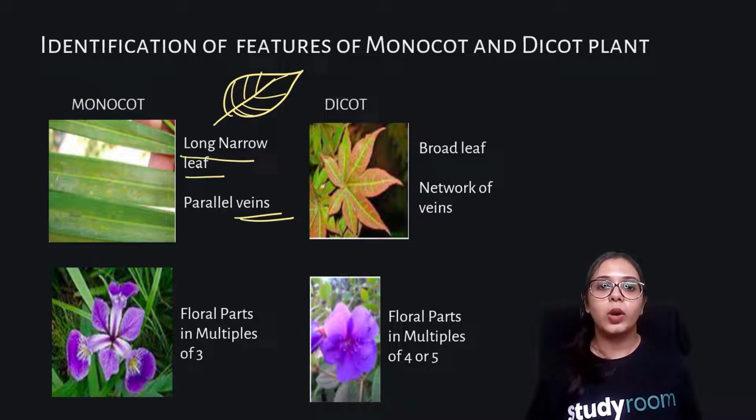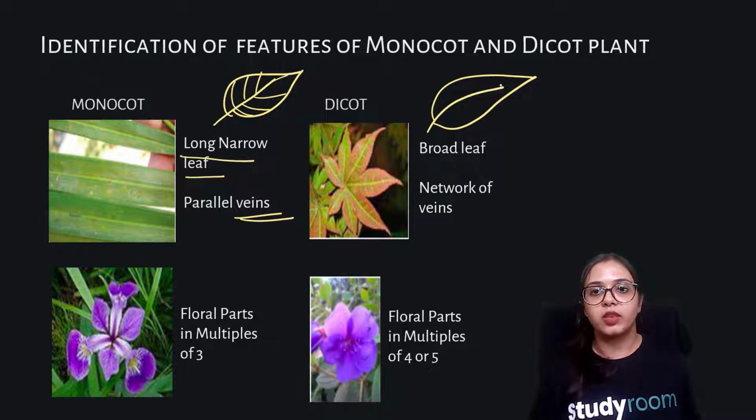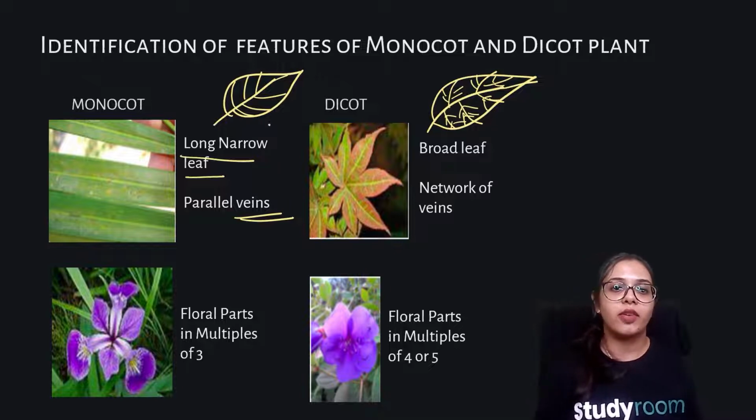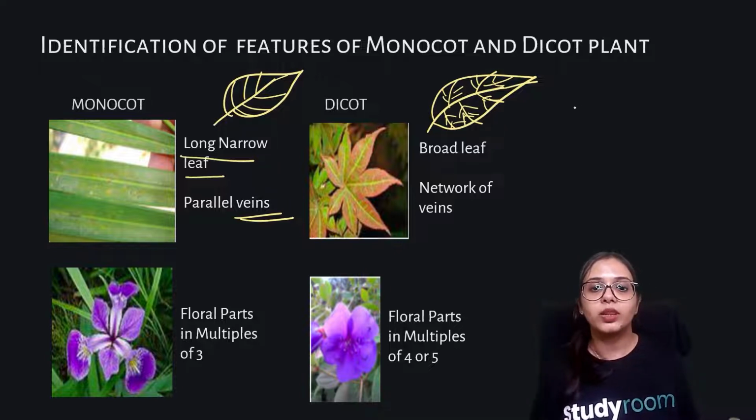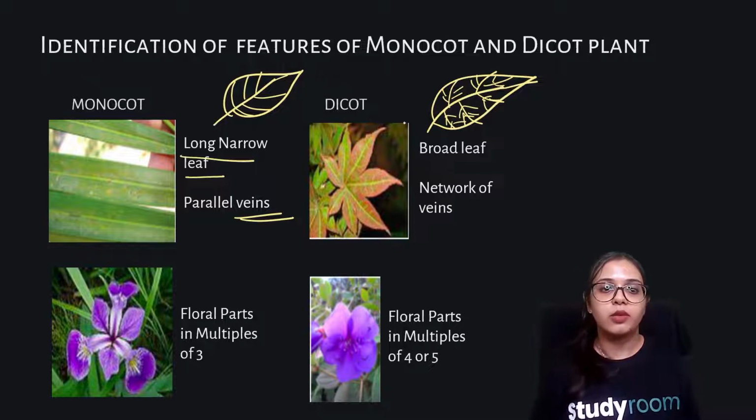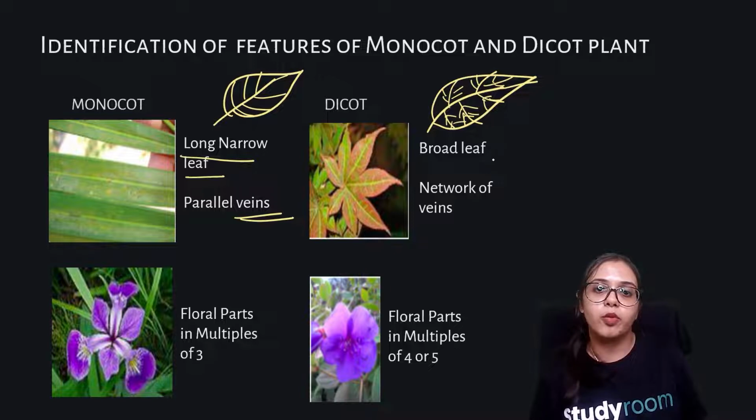In the dicot plants, you have broader leaves, and the venation is a network of veins. Means there is not just one venation over here, but rather this is further divided into smaller networks. So you can easily do this: you can pluck a leaf from a plant and observe the kind of venation it has, whether it has parallel venation like this, or whether there is a network of veins. And you can also differentiate by whether it has long narrow leaves or broad leaves.